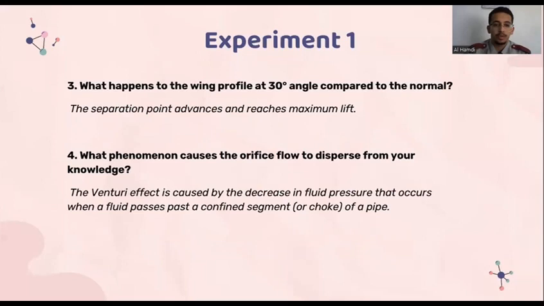Lastly, what phenomenon causes the orifice flow to disperse, from your knowledge? The Venturi effect is caused by the decrease in flow pressure that occurs when a fluid passes through a confined segment or choke of a pipe.